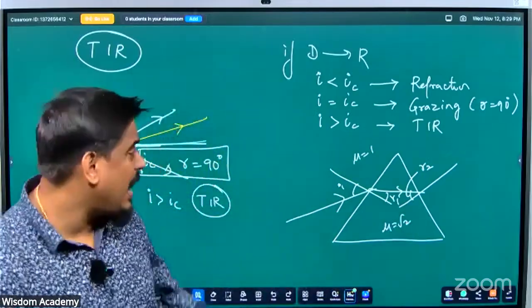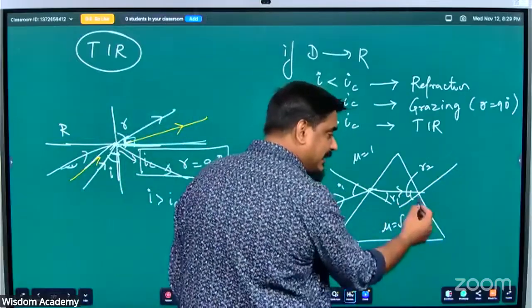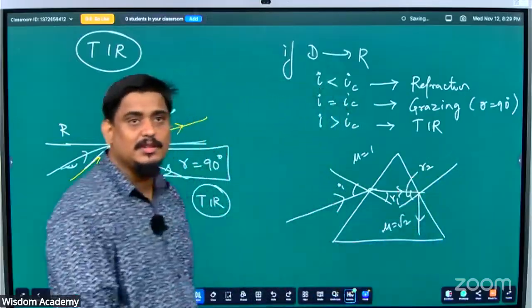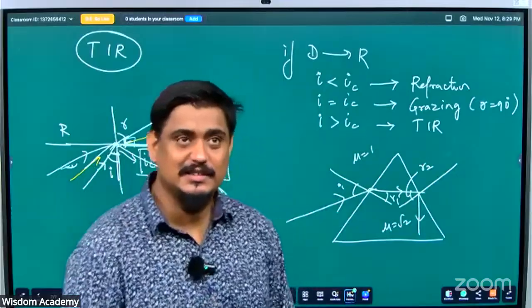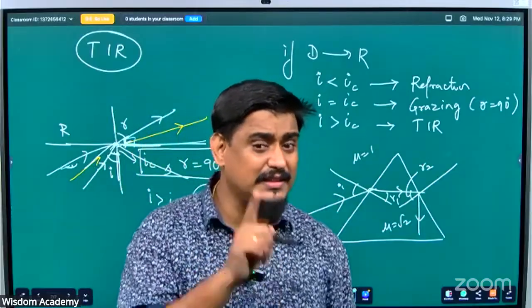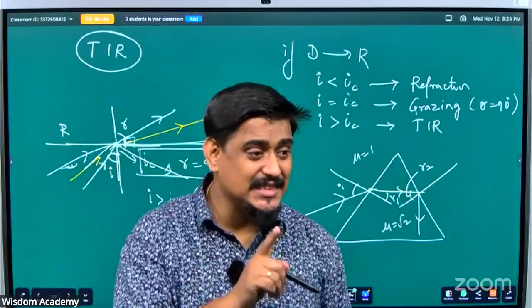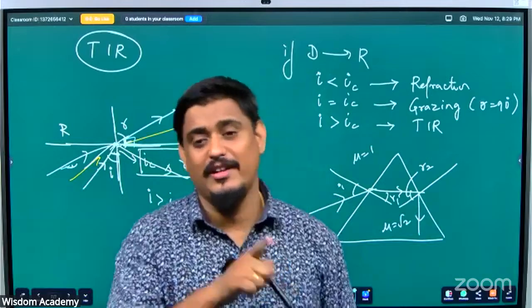Because if R2 is more than critical angle, it will not come out like this. It will go inside itself. That possibility is always there. So whenever light is hitting an interface, always remember that you will check whether the angle of incidence is more than critical angle or less than critical angle.